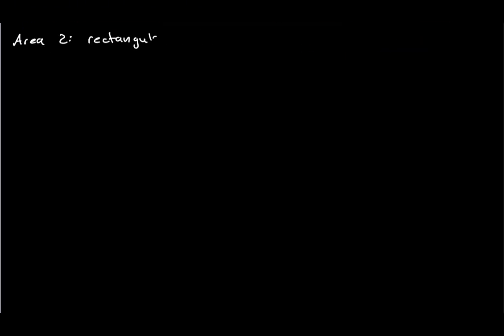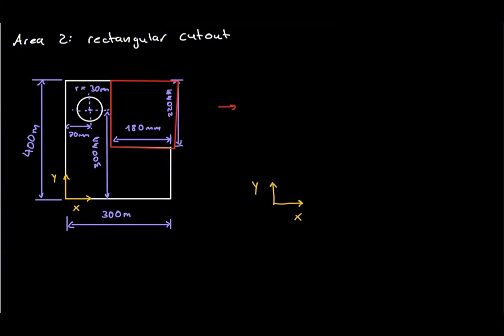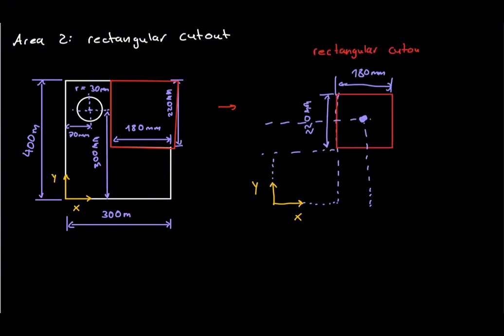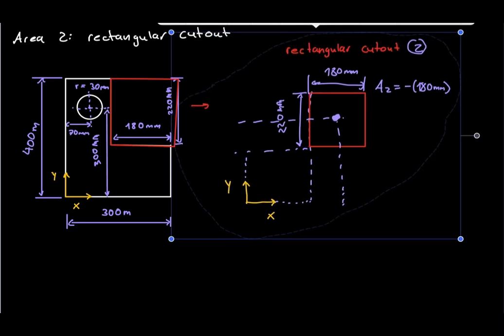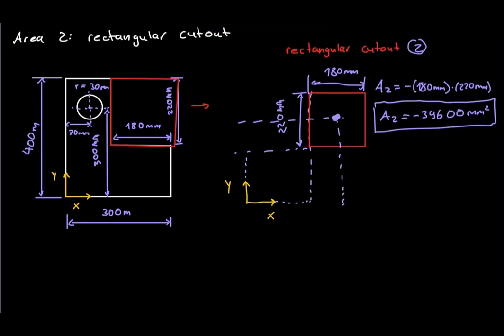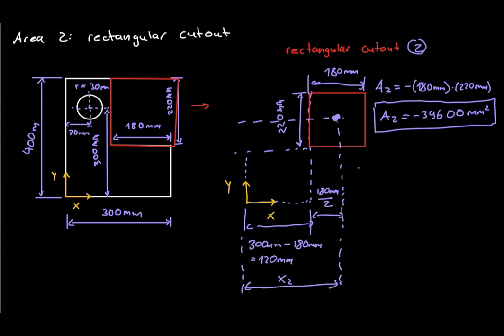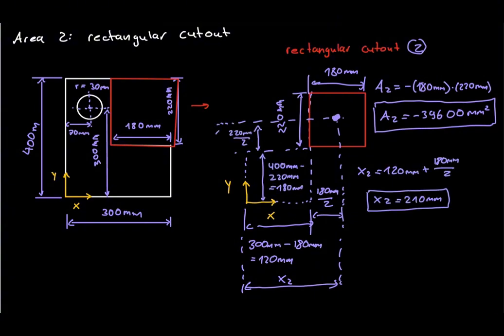Next, consider the rectangular cutout. Its dimensions are 180 millimeters by 220 millimeters, giving an area of 39,600 square millimeters. Because this material is removed, we assign it a negative area. The cutout begins 120 millimeters from the left edge and 180 millimeters above the bottom. Its centroid lies at the center of that rectangle. Therefore, its horizontal coordinate is 210 millimeters and its vertical coordinate is 290 millimeters.